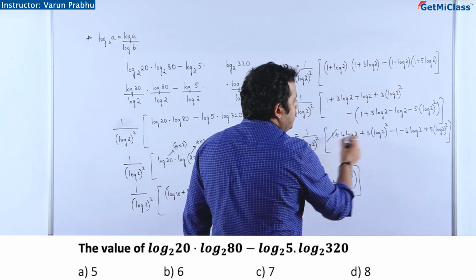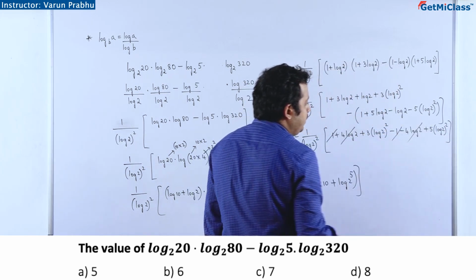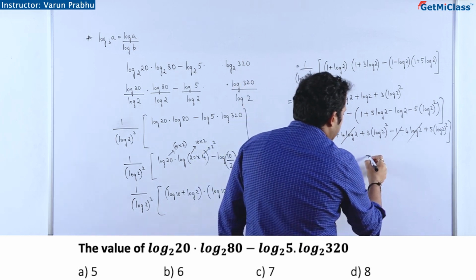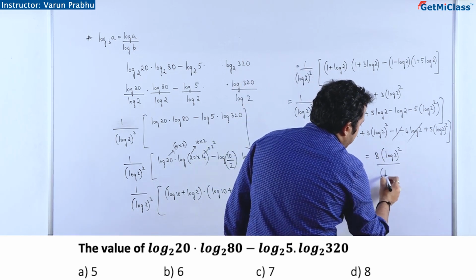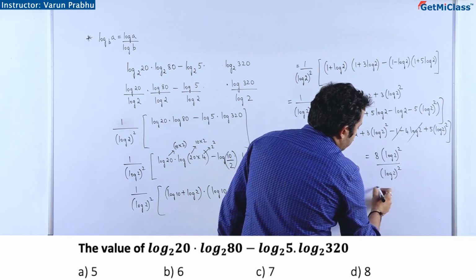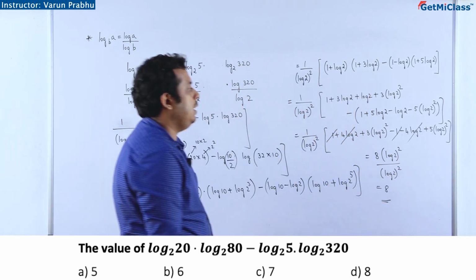So if you can see, plus 1 minus 1, plus 4 log 2 minus 4 log 2 will get cancelled. So your answer to the question will be 8 log 2 the whole square divided by log 2 the whole square. Your answer will be equal to 8. This is the answer to the question.